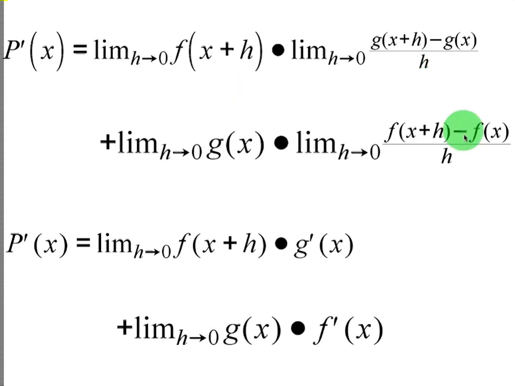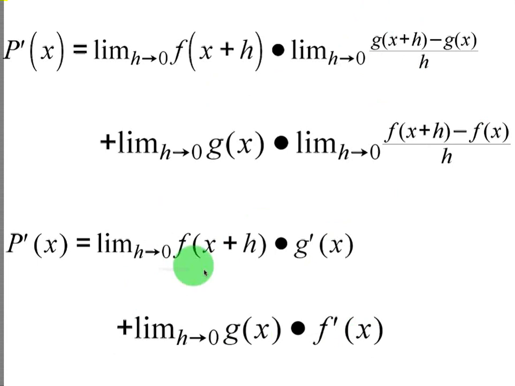The next one we're going to break up into two limits. The reason we do that is because, guess what? This is just the derivative of g, g prime, and this is just the derivative of f, f prime. So now we have something simpler. Limit as h approaches 0 of f of x plus h times g prime of x, plus the limit as h approaches 0 of g of x times f prime of x.